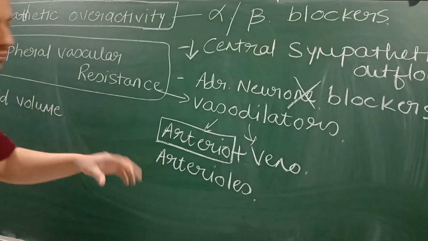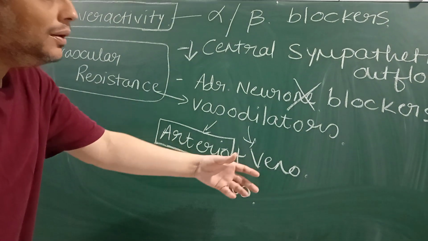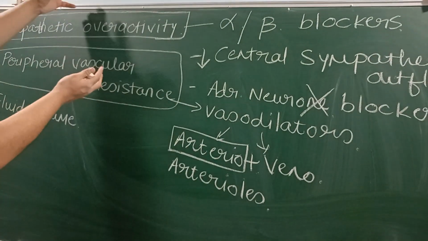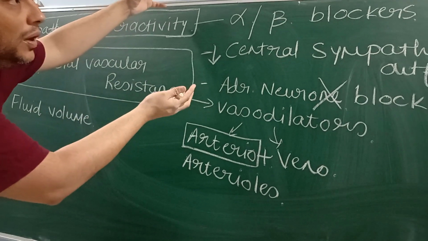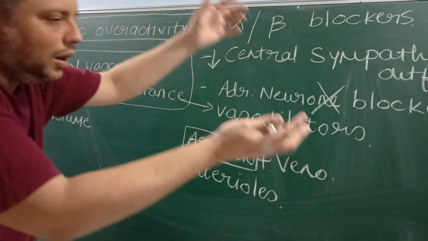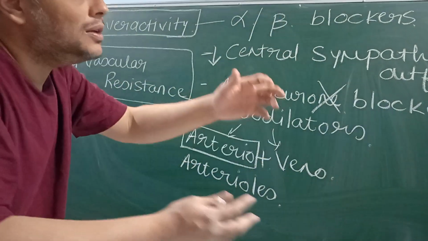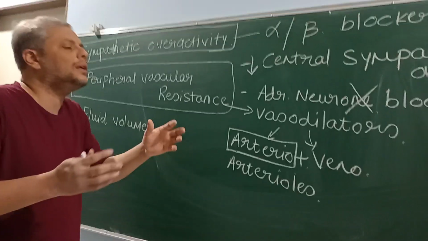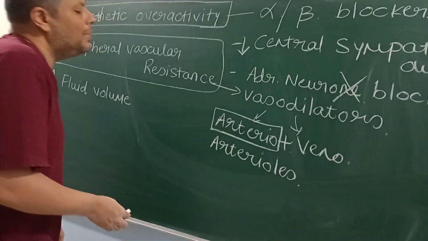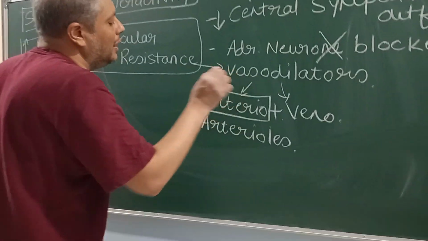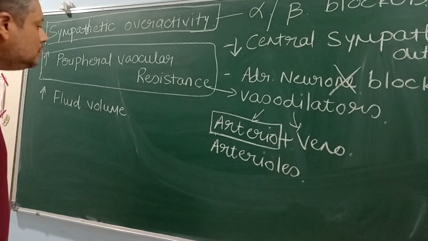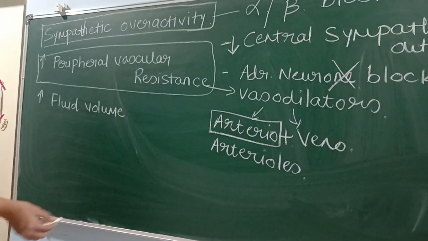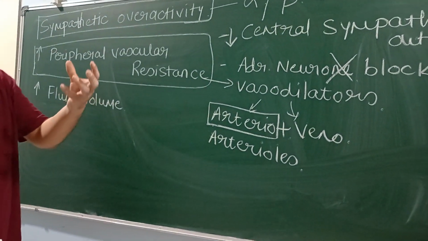Okay? But if you dilate the vein, because of the venodilatation, the blood that is entering the heart, the preload, is reduced. Because of this, the stroke volume will be reduced. So there will be an indirect effect, and that will lead to a reduction in the blood pressure. But primarily arteriodilators. Fine?